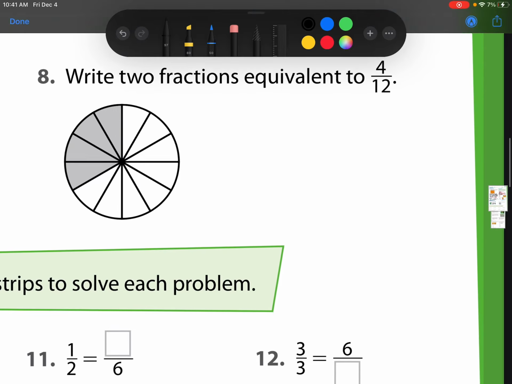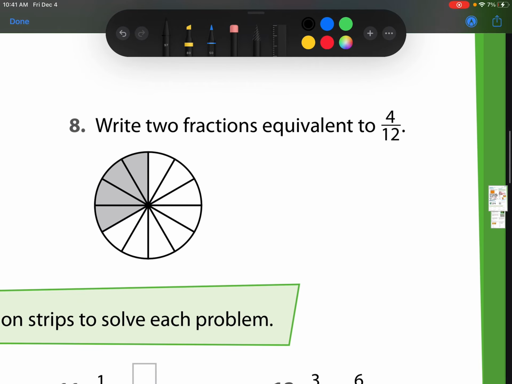Number 8, let's see what we have here. It says write 2 fractions equivalent to 4/12. Now notice this one's a little bit different because it has a circle in it. And I'll tell you, since it doesn't say to use the model, I'm going to instead use a fraction strip, just because I think that's easier. Otherwise, you have to draw it like this, and then it just gets a little hard for me.